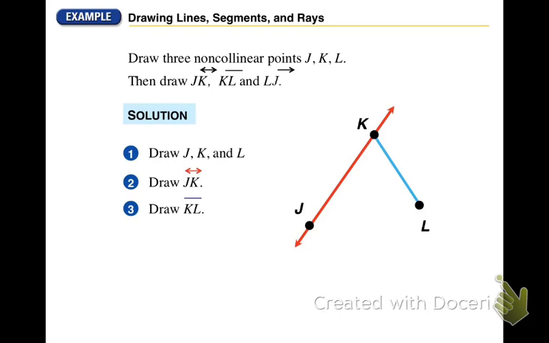Draw segment KL. Use K and L as the endpoints and draw the line between them, but don't continue the lines beyond the points, the endpoints. And lastly, draw ray LJ. Start at L as the endpoint and draw your ray through J. Continue past the point and draw an arrow at the end for the ray.